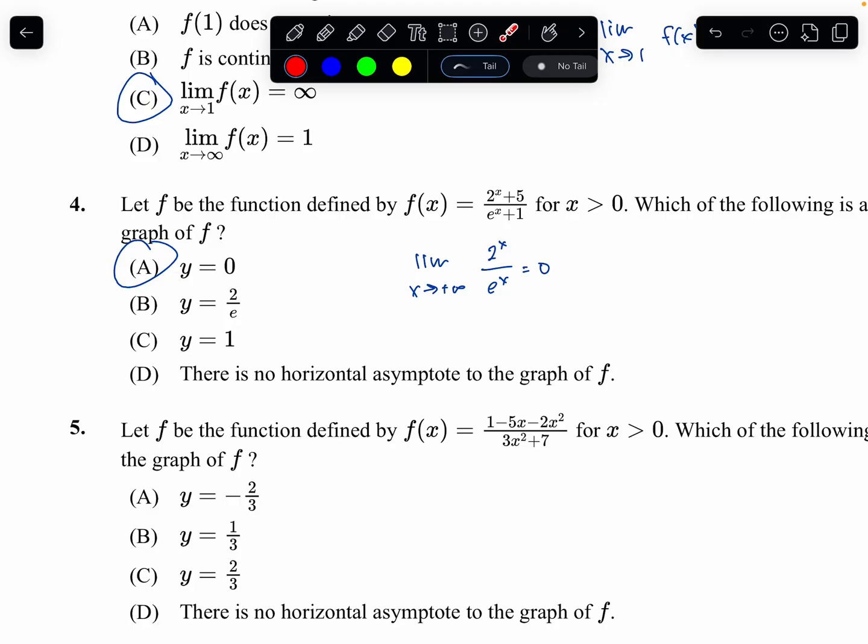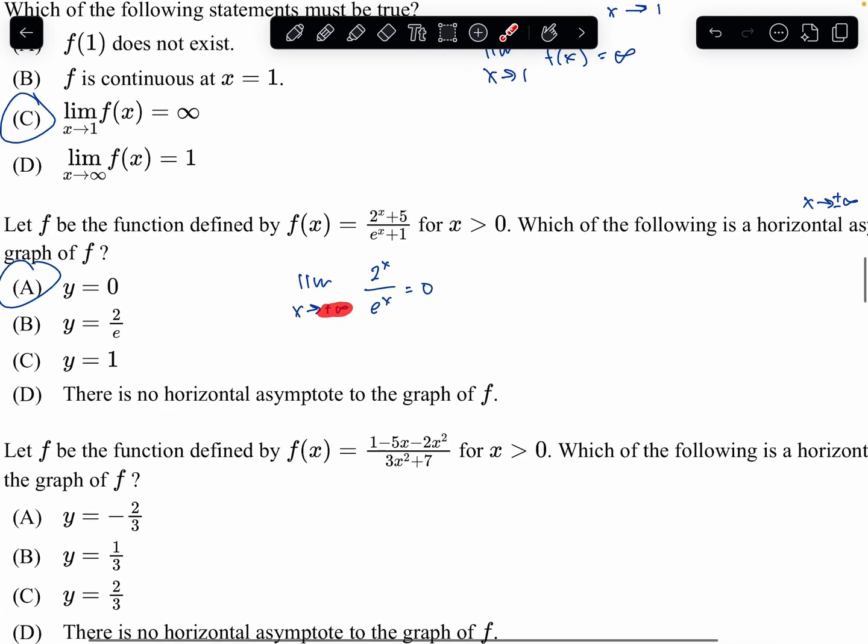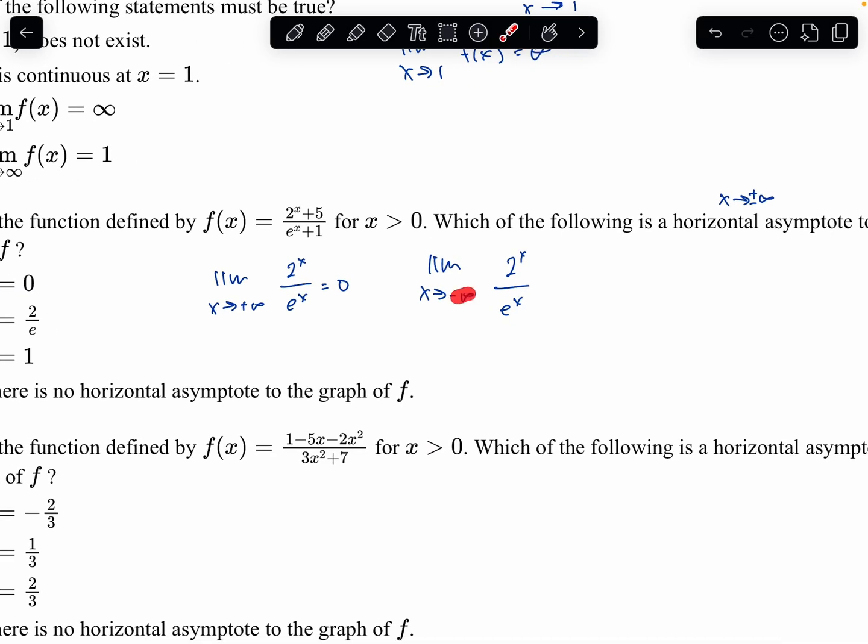So again, when you're evaluating for horizontal asymptotes, think about the limit as x approaches positive, negative infinity. So let's do the limit as x approaches negative infinity of 2 to the x over e to the x. So what's happening to the graph at negative infinity? Because we also need to check that right there. Well, if you think about very negative values of x for here and here, if you use the negative exponent rule, these would flip.